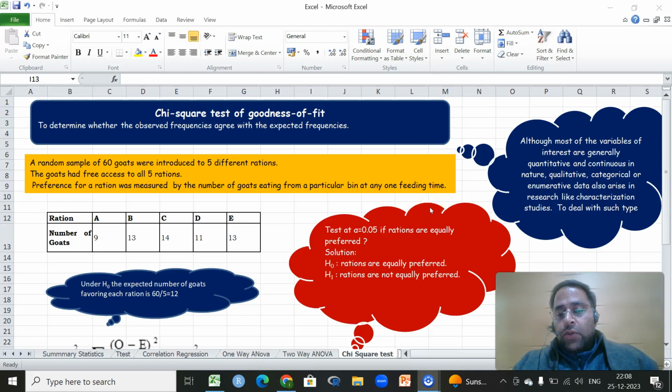We all know that most of the variables of interest are generally quantitative or continuous in nature, but sometimes qualitative, categorical, or enumerative data also arises in research, like when we are doing characterization studies. To deal with such data, where the variables are not quantitative but qualitative, categorical, or enumerative, we have a very important test of significance known as the chi-square test, which falls under the category of parametric as well as non-parametric studies.